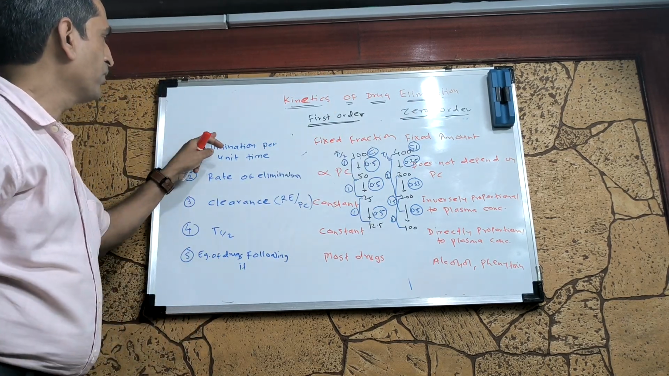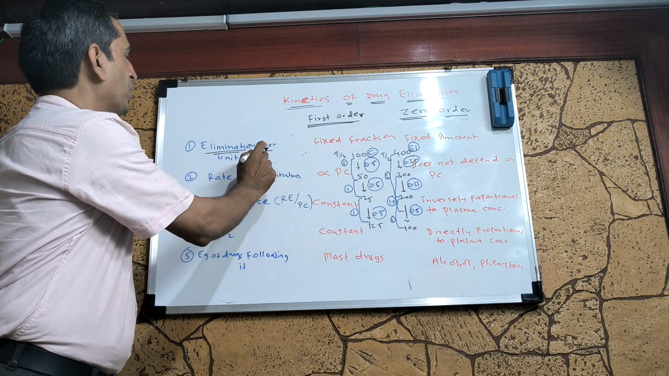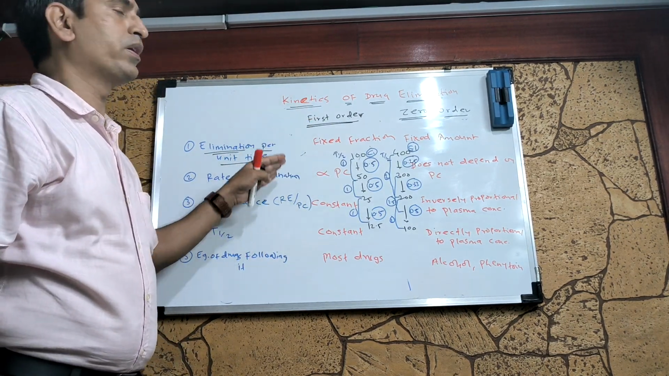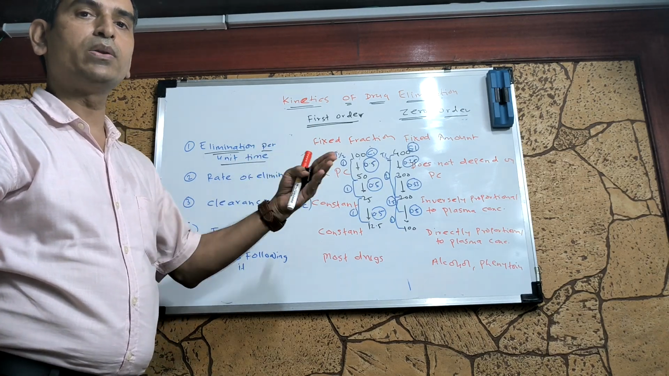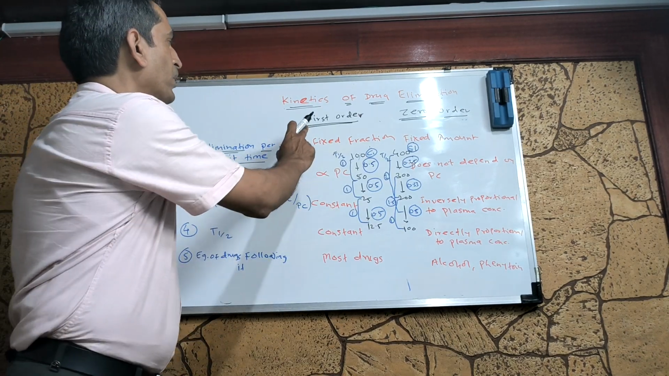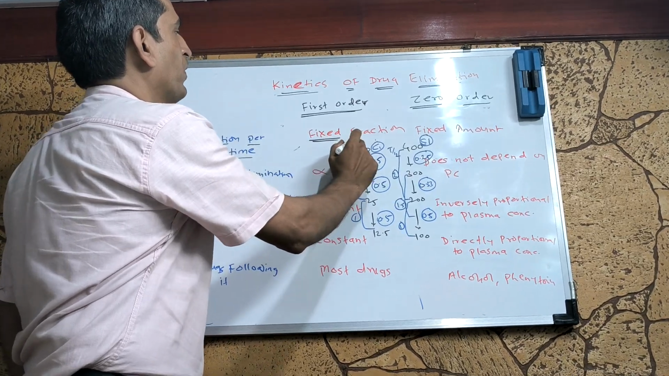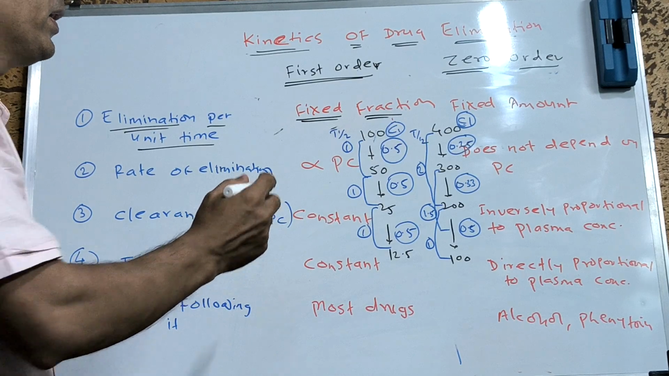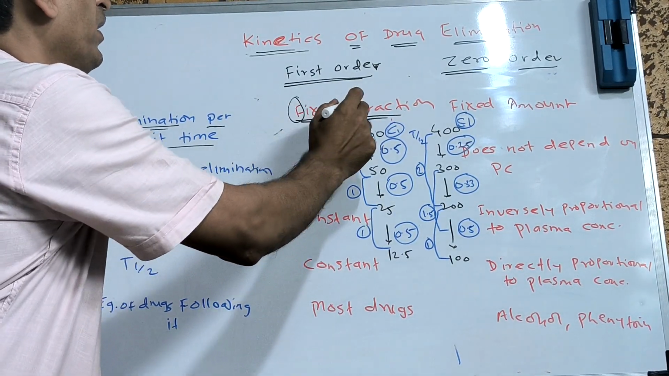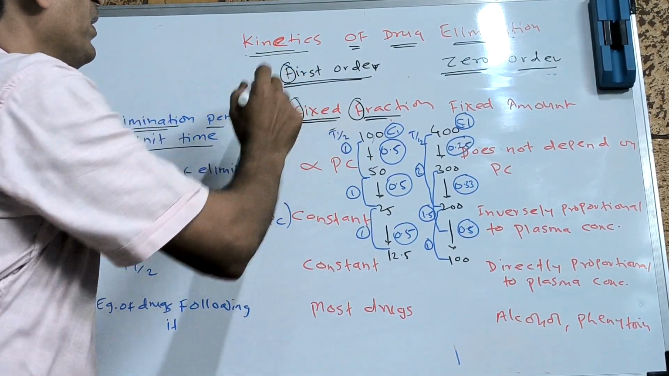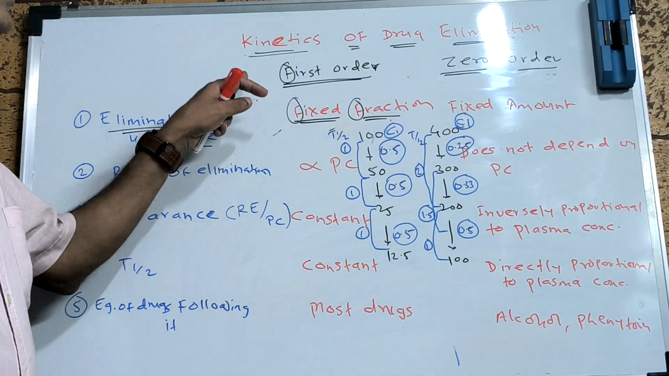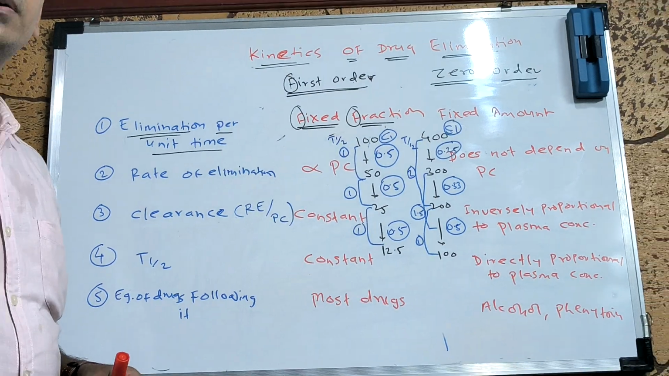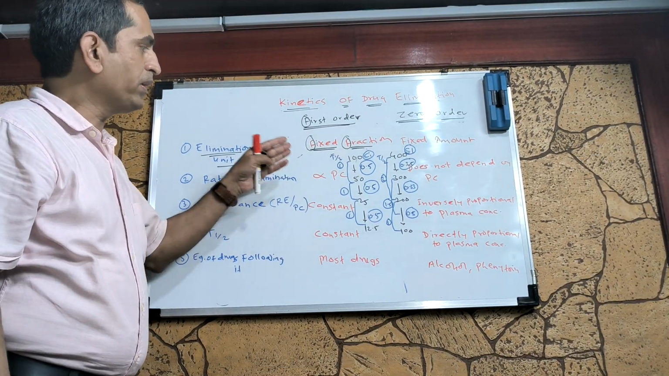Let's take the first point, which is elimination per unit time. That means how much amount of the drug gets eliminated per unit time. In first order kinetics, a fixed fraction of the drug gets eliminated per unit time. An easy way to remember is F for F, which means in first order kinetics, a fixed fraction of the drug gets eliminated from the body. Now what does it mean?